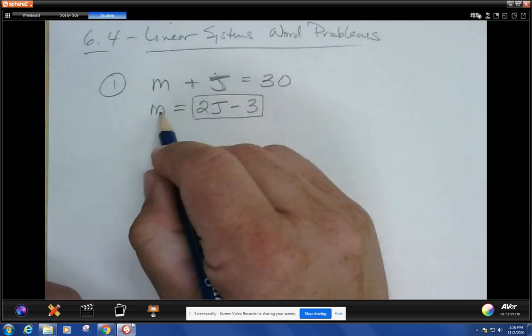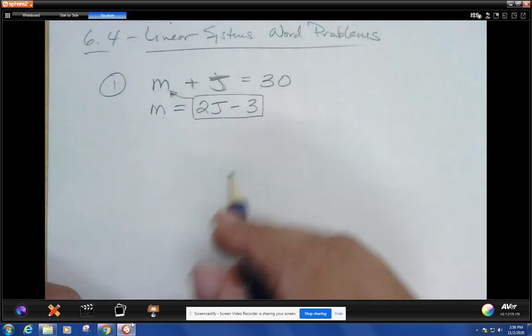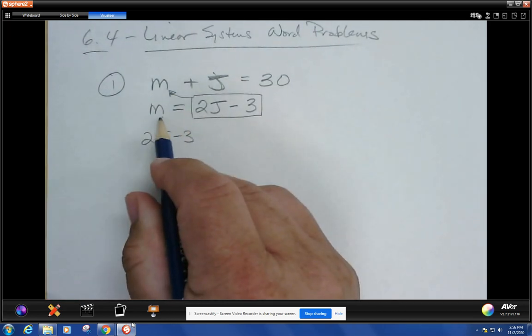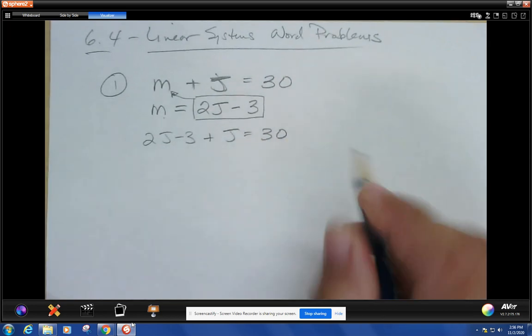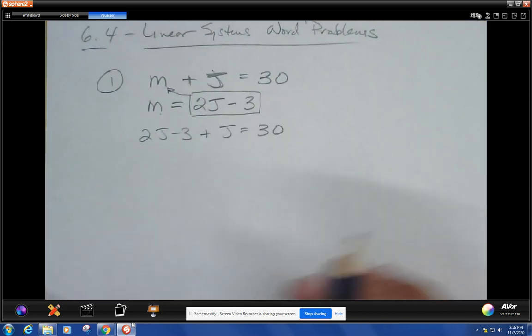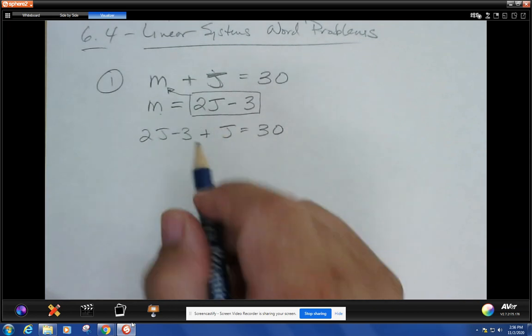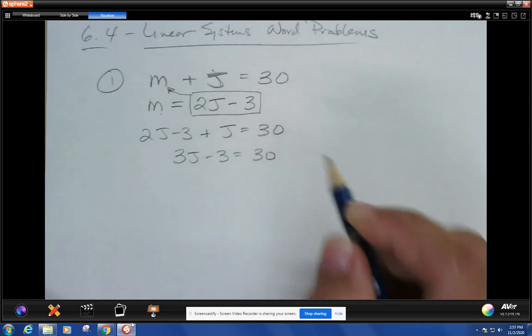I'm going to take this value for M and substitute it into this equation. So I'm going to end up with 2j minus 3, which is the same thing as m, plus j equals 30. Okay? So now I can go ahead and combine some like terms. I've got 2j here. I've got one more j here. So I've got 3j minus 3 equals 30.